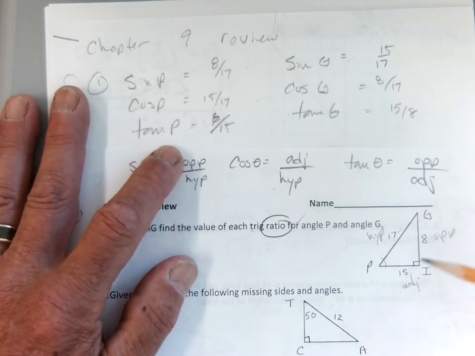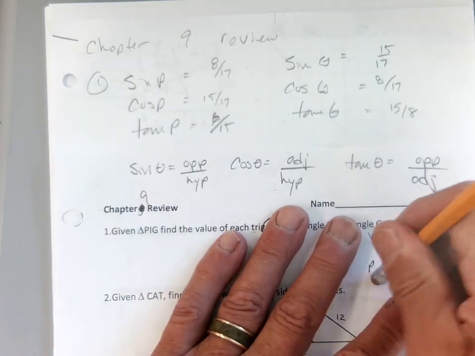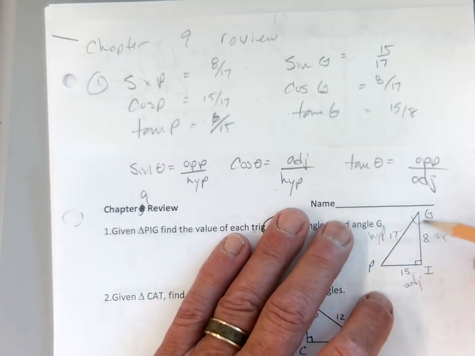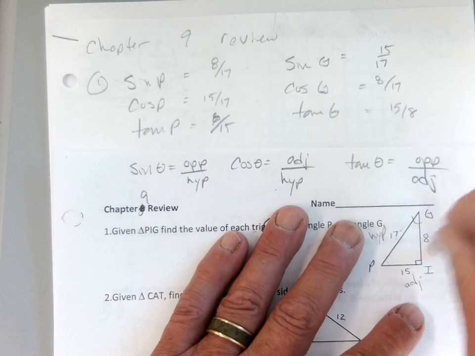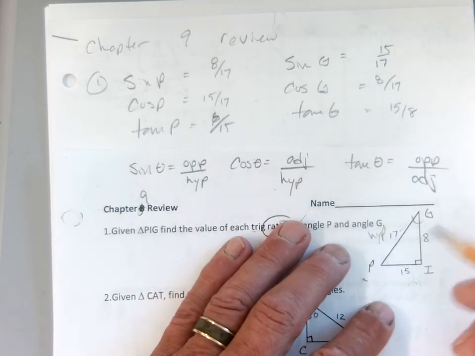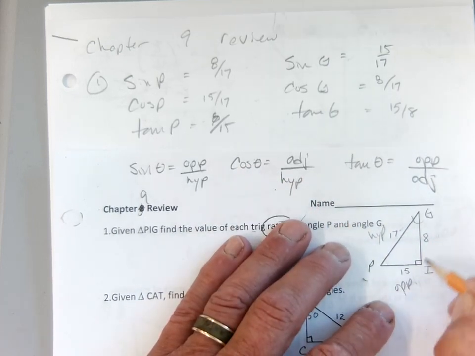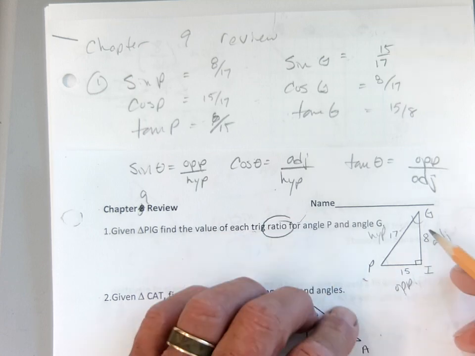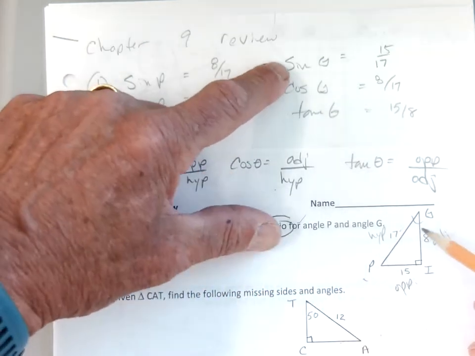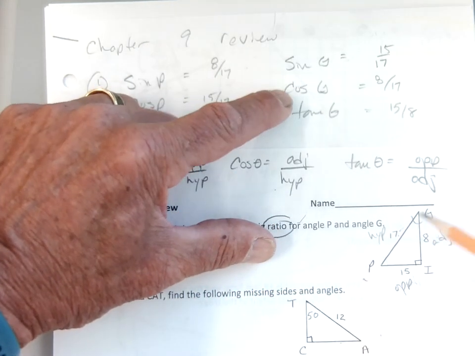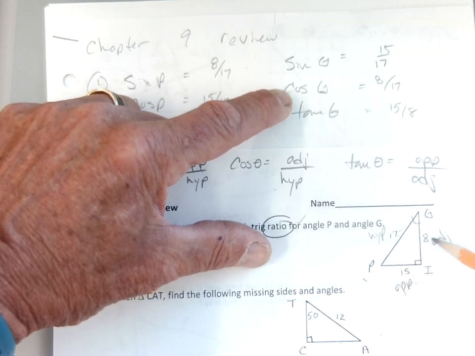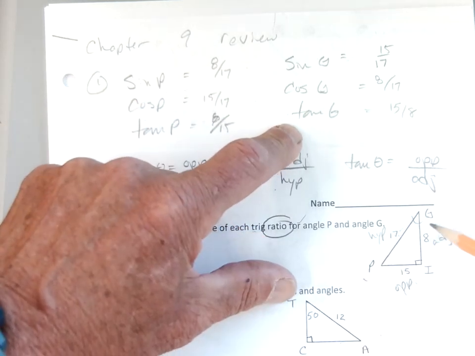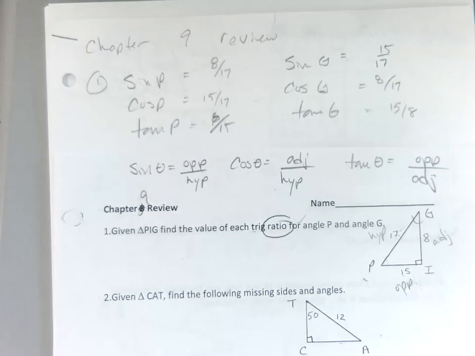8 over 15. But then if I change to the other angle, which puts me at G, it changes my opposite and my adjacent, and I would put my opposite here and my adjacent here, and then I would have the sine of G is 15 over 17, cosine of G is 8 over 17, and tangent of G is 15 over 8. Okay. So all I want is just the ratios or the fractions.